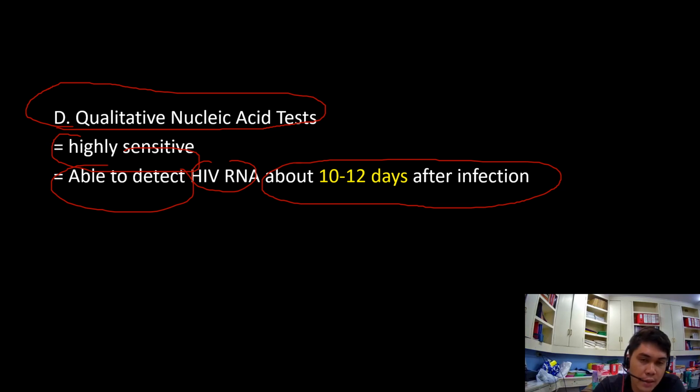So in HIV, instead of using Western blot as the confirmatory test in diagnosing HIV infection, it is the nucleic acid test. It's not Western blot anymore. Okay, so I think that's all regarding HIV.